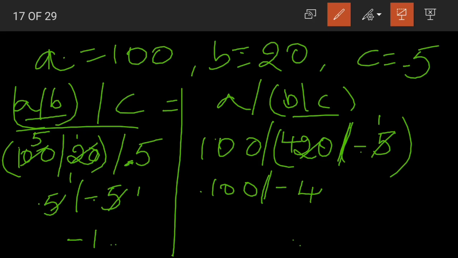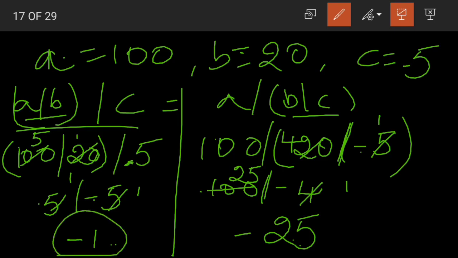Again 100 divided by minus 4. One is positive and the other is negative, so the answer will be negative. What is the answer of 100 divided by 4? 4 25s are 100. So the answer of RHS is minus 25. Look at this. LHS is minus 1, RHS is minus 25. LHS is not equal to RHS.